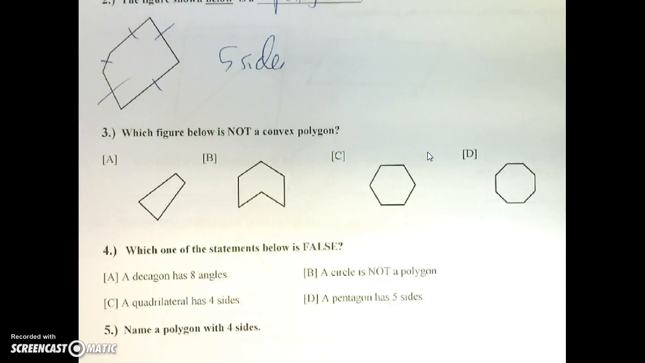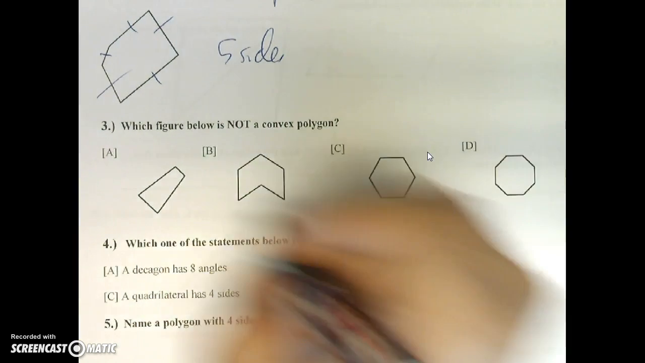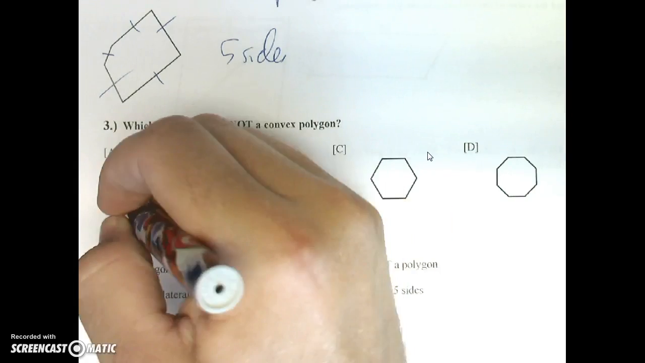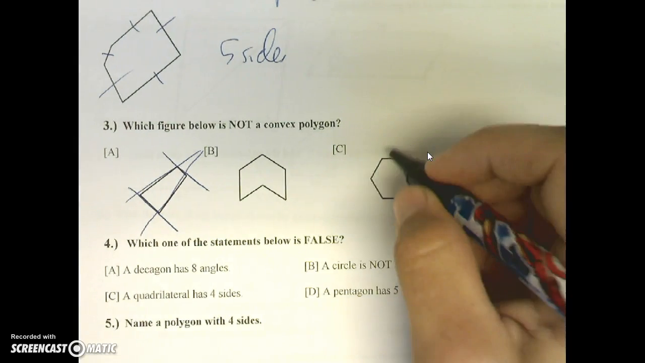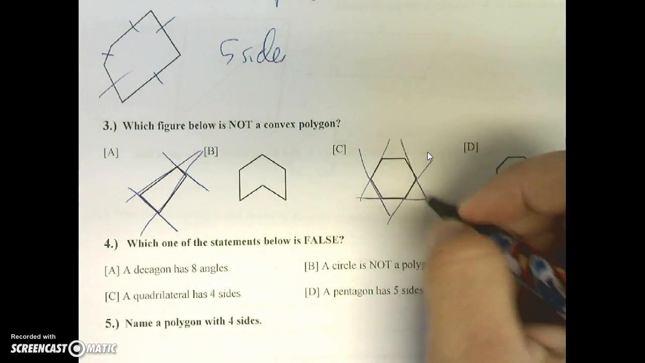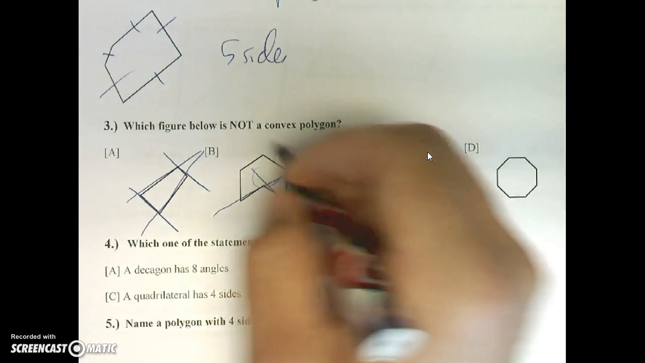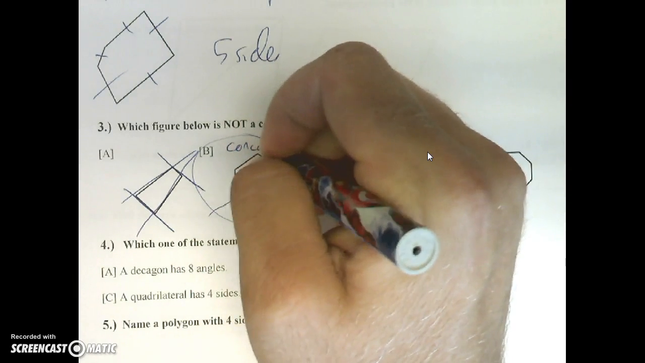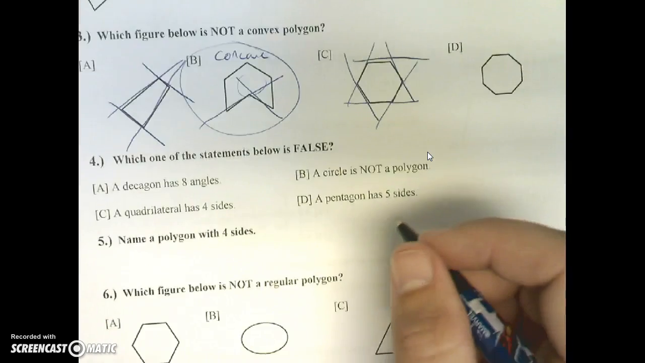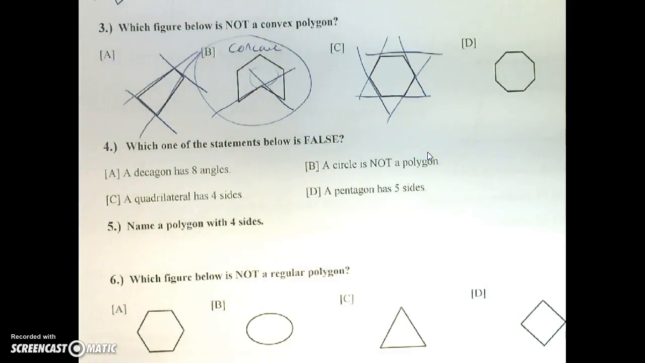Which figure below is not a convex polygon? Convex is whenever you extend all of your sides out, that none of them go inward. Okay? Probably already noticing that I skipped B because if I make this one go in, it goes right inside there. That's concave, not convex. All right? Excellent.